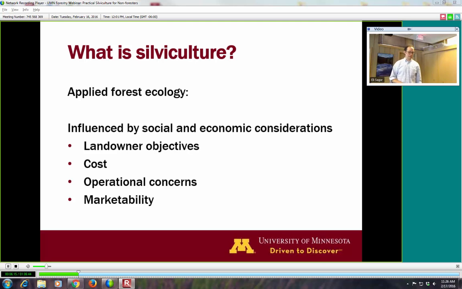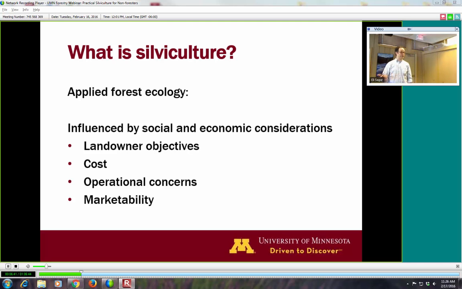So again, this ecology and our silvicultural treatments are generally influenced by social and economic considerations. We're applying the ecology side to get us to certain social and economic outcomes. Those are often, in a very simplified list, landowner objectives. Different private landowners or public landowners manage their land with a different set of objectives.